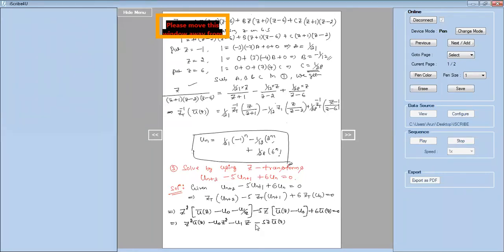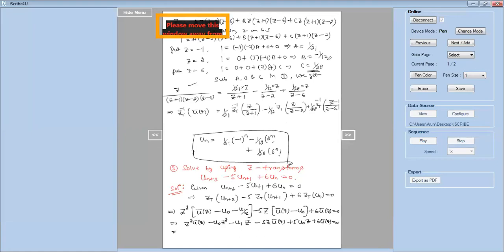So now minus into this minus, it is plus 5 u0 into Z plus 6 u bar of Z equal to 0. Right? In the earlier problem, we used to substitute the u0 and u1 values, but here we cannot substitute those values. So directly I'm retaining and simplifying. Now here, I'll keep the u bar of Z terms in the left hand side, and take the other terms to the right hand side.